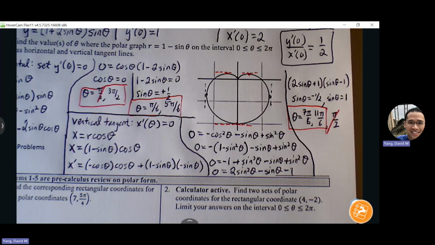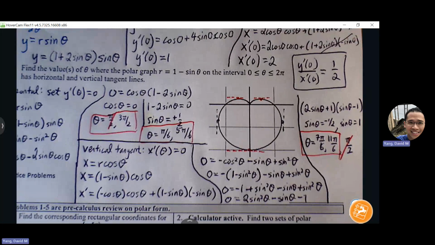Okay, question so far? Yeah. So if the slope is, wait. If this, never mind, never mind.